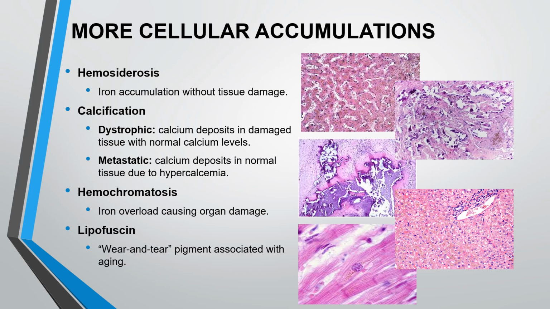And finally, lipofuscin, the so-called wear and tear pigment. This is that fine golden brown junk that accumulates with aging. It's basically the cellular equivalent of mileage. A histotech tidbit here: lipofuscin is autofluorescent, which is cool scientifically, but annoying if you're doing fluorescent microscopy.